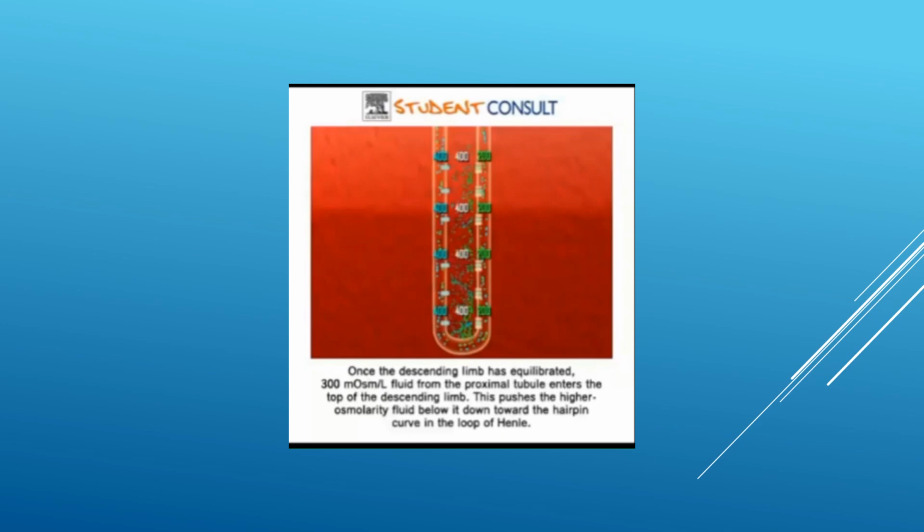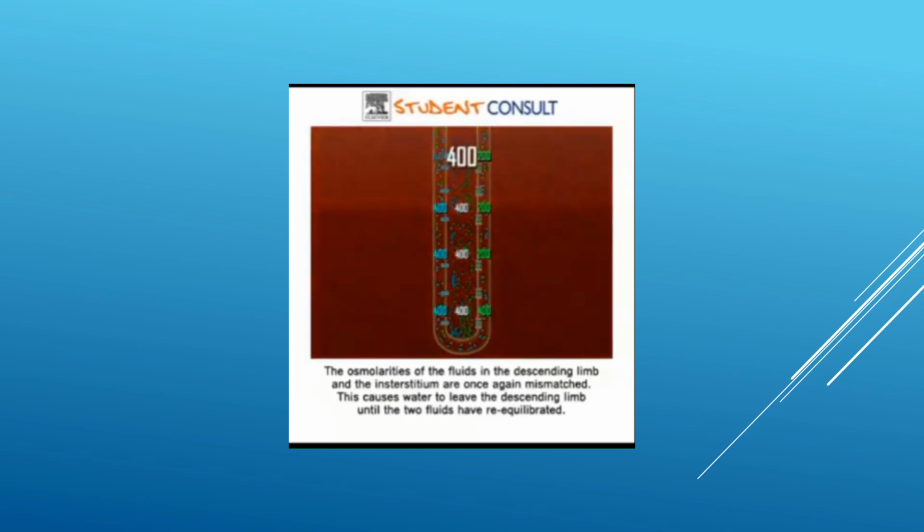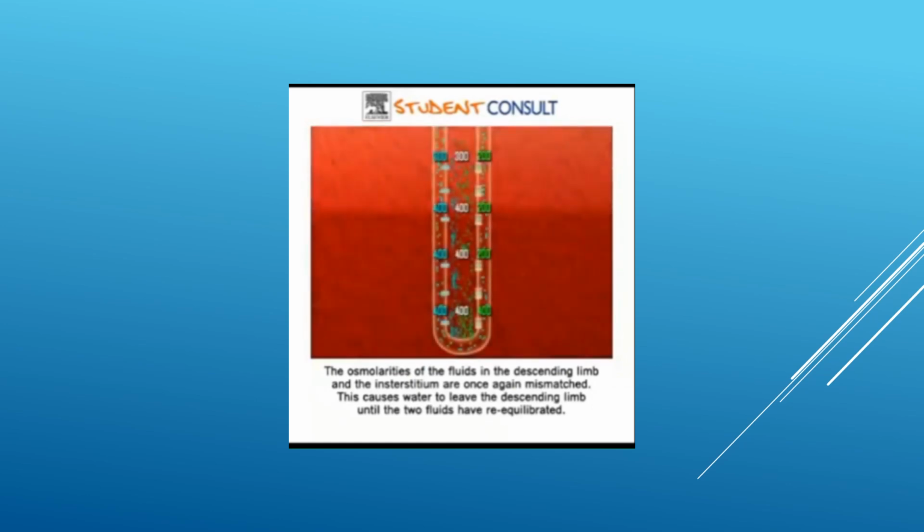Once the descending limb has equilibrated, fluid from the proximal tubule enters, pushing the higher osmolarity fluid below it down the loop of Henle. The osmolarities of the fluids in the descending limb and the interstitium are again mismatched, causing water to leave the descending limb until the two fluids have re-equilibrated. You can see a corticopapillary gradient being generated between the fluid in the cortex and the fluid below. These two steps are repeated with each cycle enhancing the gradient.